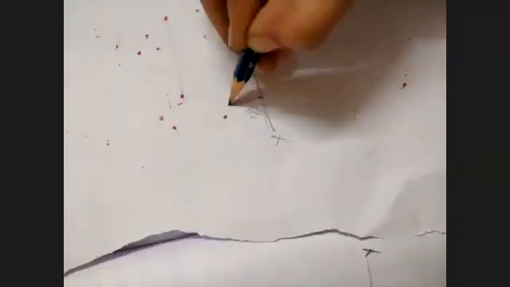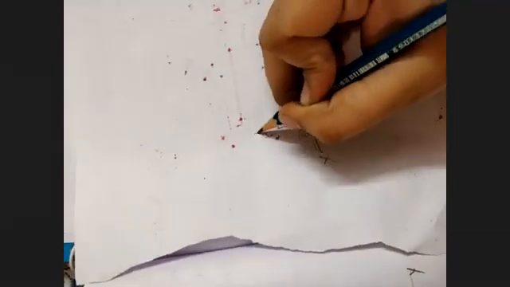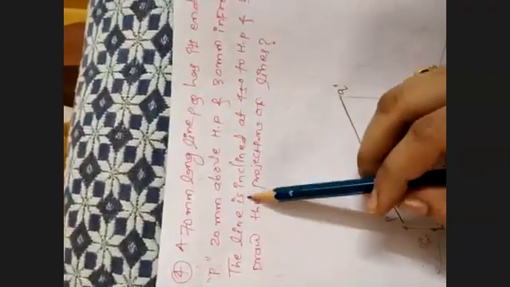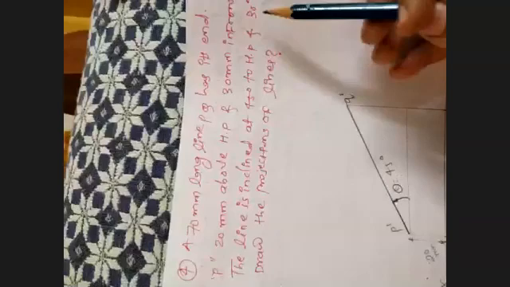Draw one reference line like this. Give the naming as X and Y. Next, they are mentioned P point 20 mm above HP and 30 mm in front of VP. Means anywhere take 20 mm distance and mark this distance as P dash. And in front of VP, they are mentioned 30 mm. This is P. After that, the line is inclined at 45 degree to HP and 30 degree to VP.